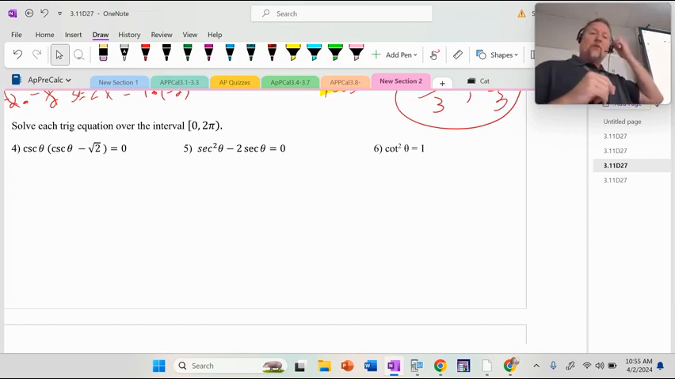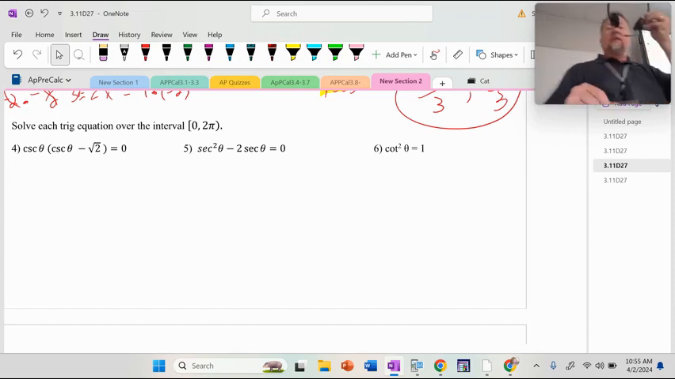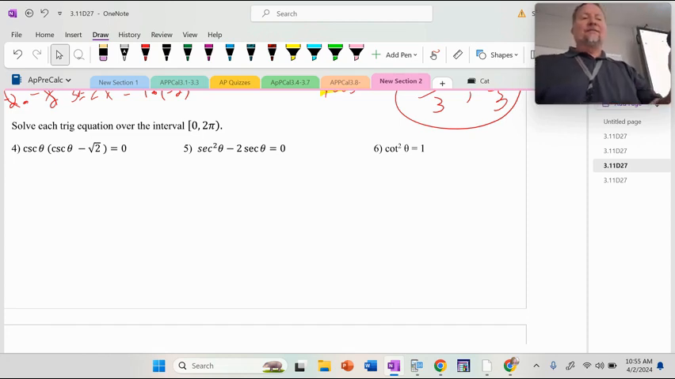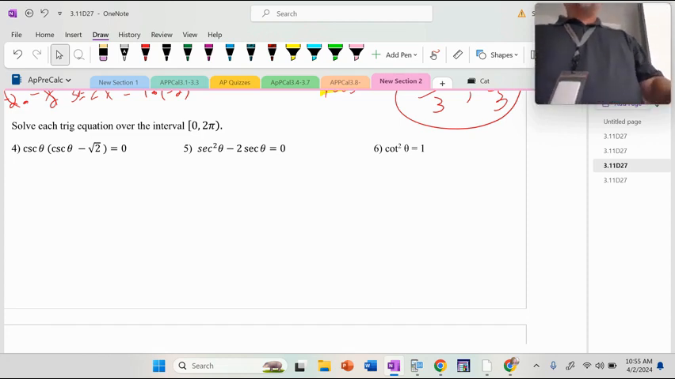When you square root both sides, what happens? What happens when you square root both sides? Everyone say it. Plus or minus. That can make your life better.